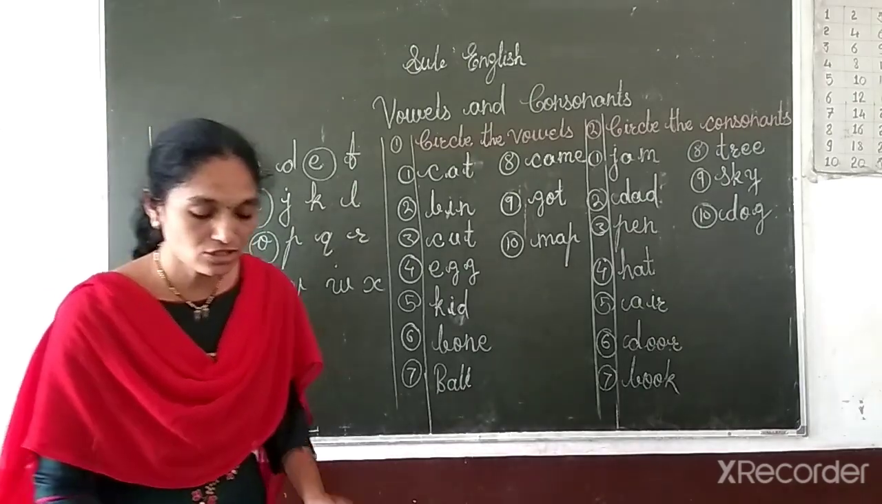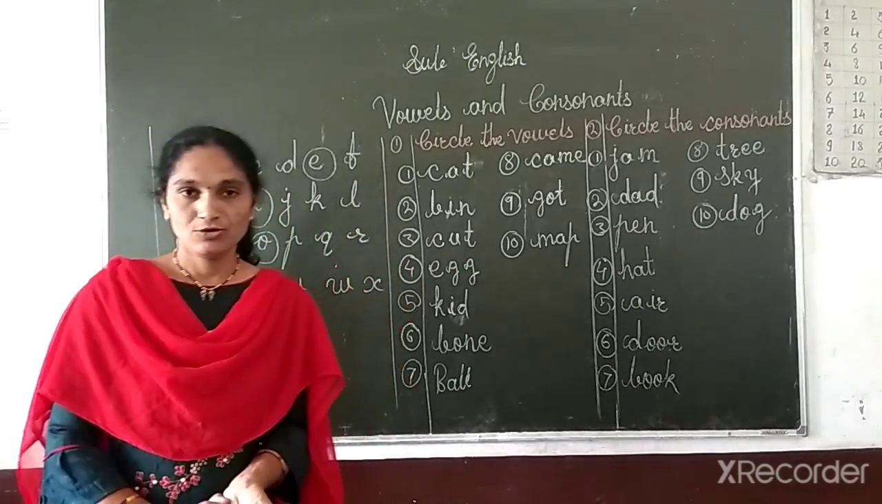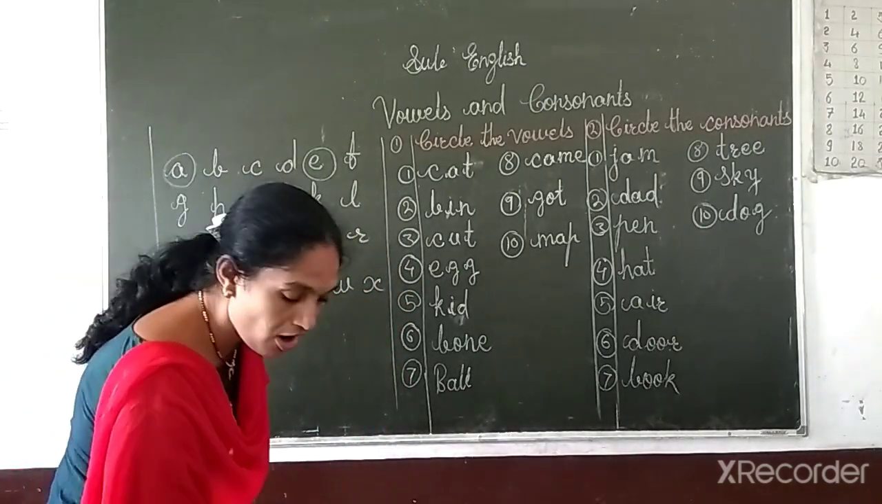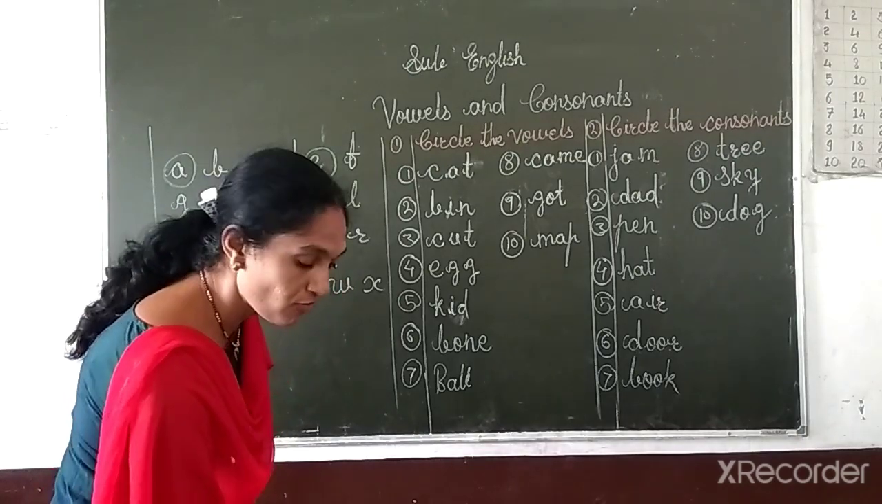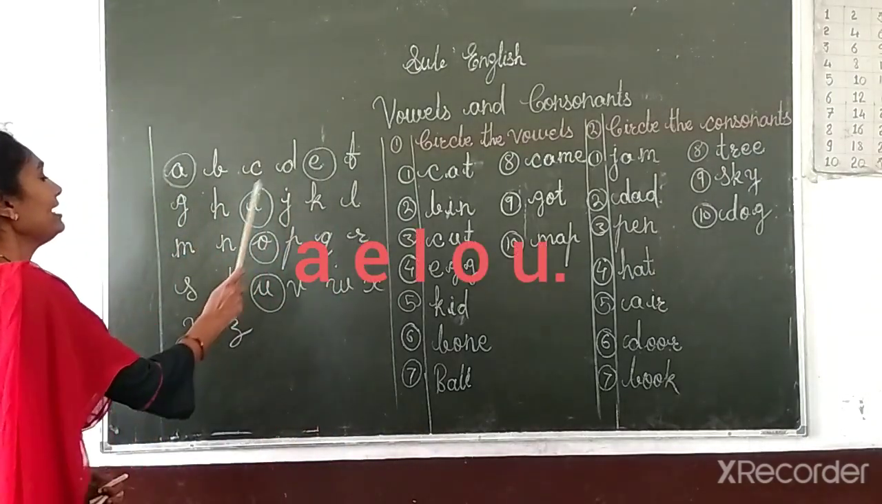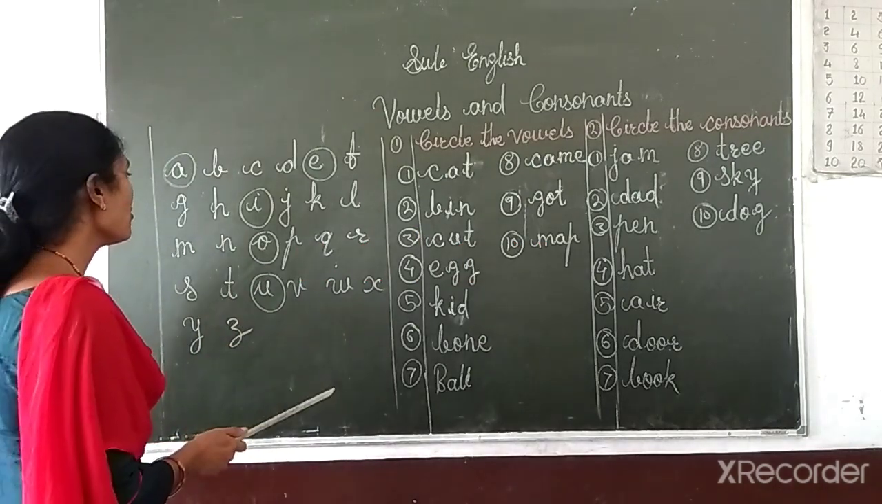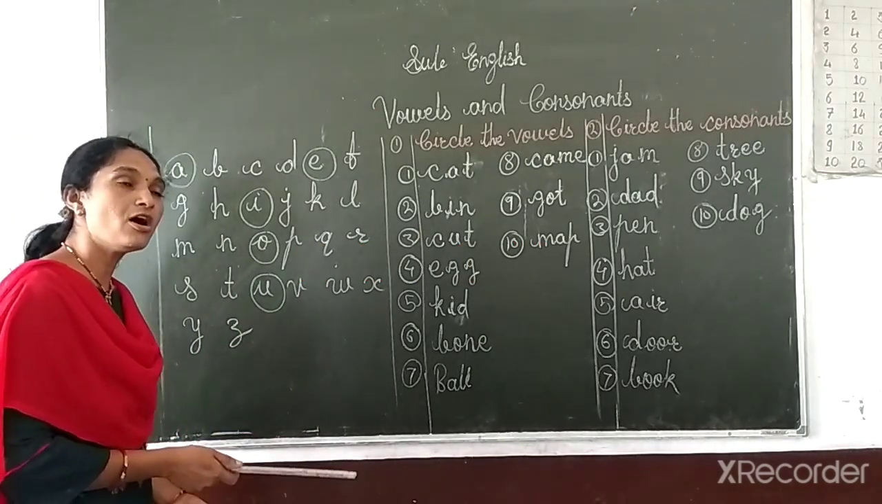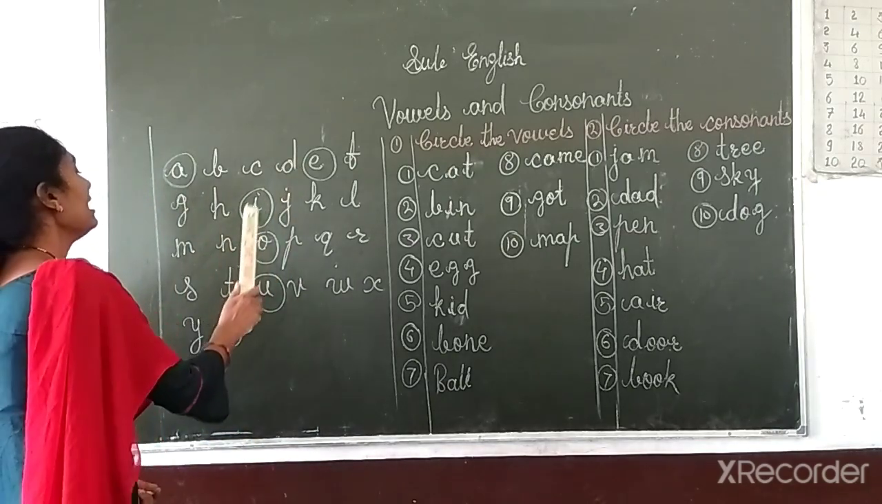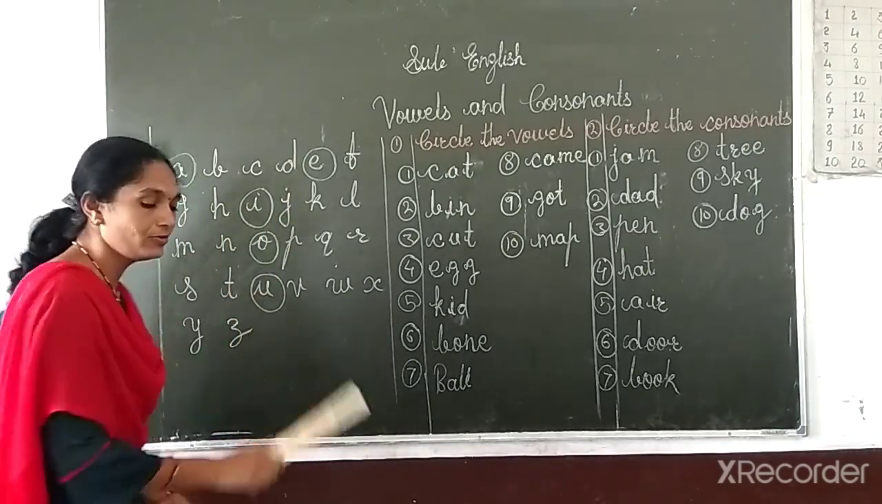Now let's sing a song of vowels. Okay, we are the vowels, we are the vowels, A, E, I, O, U. We are the vowels, we are the vowels, A, E, I, O, U.